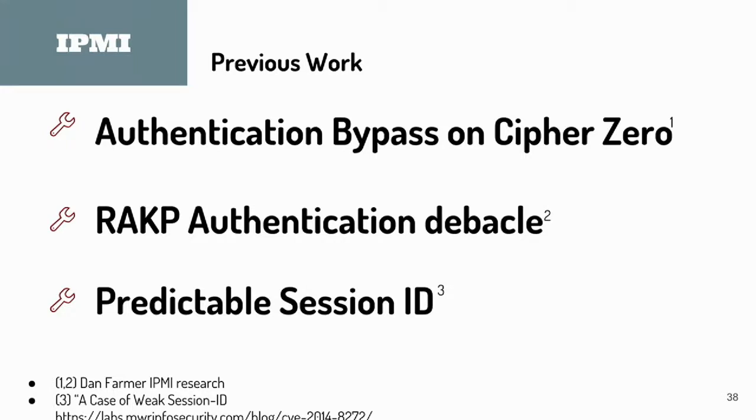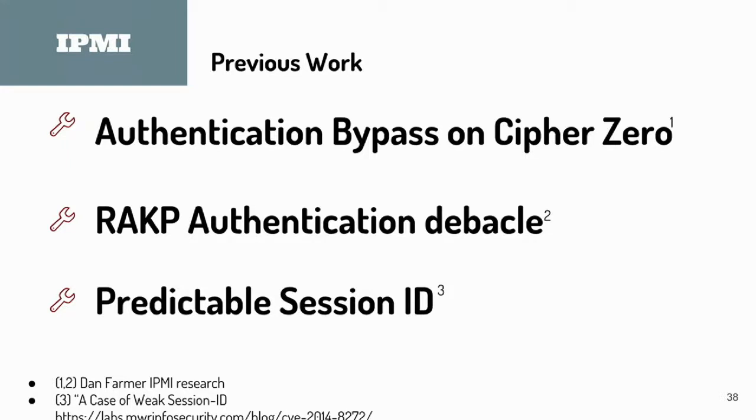So the first thing that IPMI did in one of the earliest versions is they came out with different methods to authenticate. One of them was called Cipher Zero. So when you see that name, you're like, something's wrong here. Basically, if the BMC allows Cipher Zero, that means they require no username or password. So that pretty much ends the research. However, no one supports Cipher Zero nowadays, thanks to Dan Farmer.